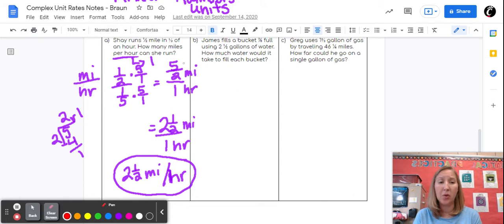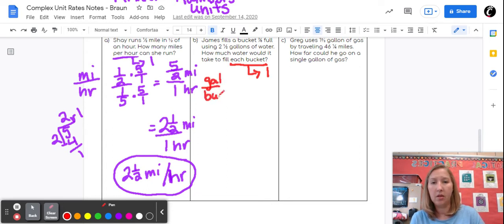Okay, so again, we want to look for those keywords to try to figure out which one is going to be on the bottom of our rate. So in this case, again, we want to look for per, each, over. So this time we have each bucket, okay? Each bucket means in one bucket. So since that's going to be our 1, we want to make sure that we put buckets on the bottom, and that means that gallons is going to go on the top. So I'm going to write this as gallons over buckets.